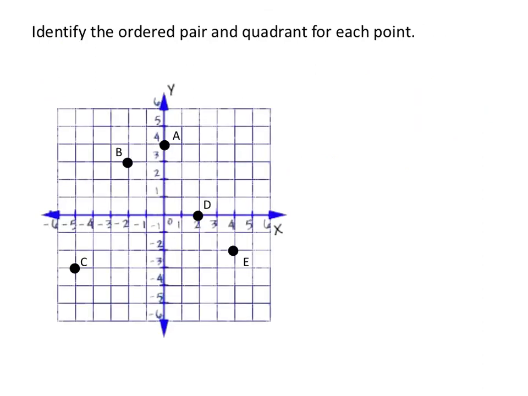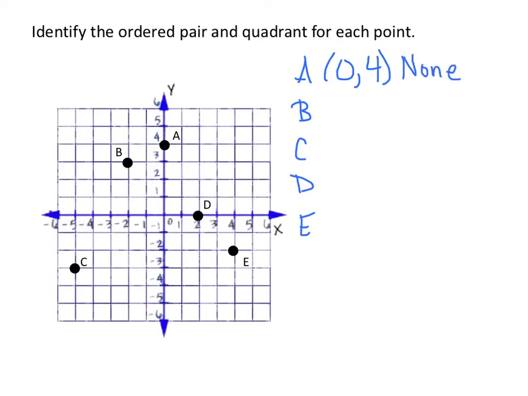Now we want to identify the ordered pair and quadrant for each point. So I have A, B, C, D, E. Let's try the first one together. So we're going to do point A. So point A is up here, so I haven't moved left or right. So my x coordinate is going to be 0. It's up positive 4, and this does not have a quadrant because it is on the axis, so none.